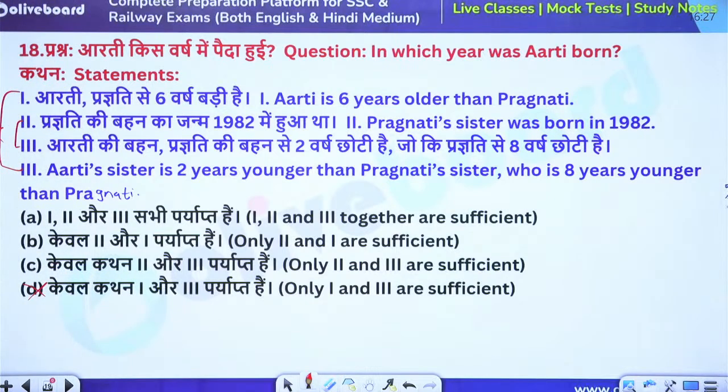Okay. And Aarti's sister is 2 years younger than Pragnati's sister, who is 8 years younger than Pragnati. But we don't know anything about Aarti. We need Aarti's age. So this is also not sufficient. 2 and 3 are not sufficient.